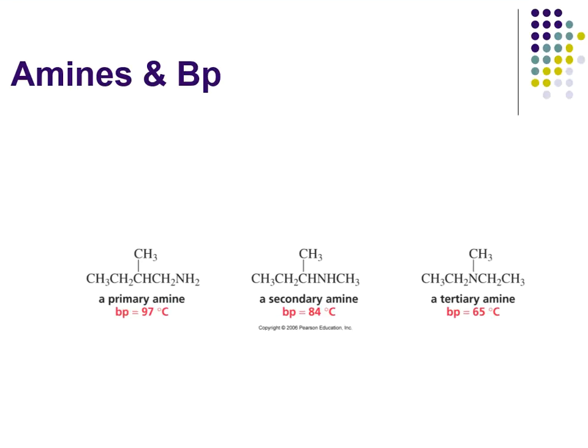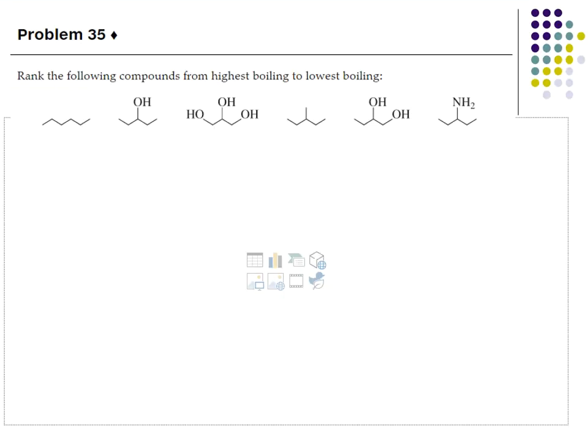Let's take a look at an example problem, and here's one. It says rank the following compounds from the highest boiling point to the lowest boiling point. I'm going to rank them from the highest one first. So I'm going to look at these groups, and it looks like what they want me to do here is look at alcohol groups, amine groups, and then groups that don't really have anything on them at all.